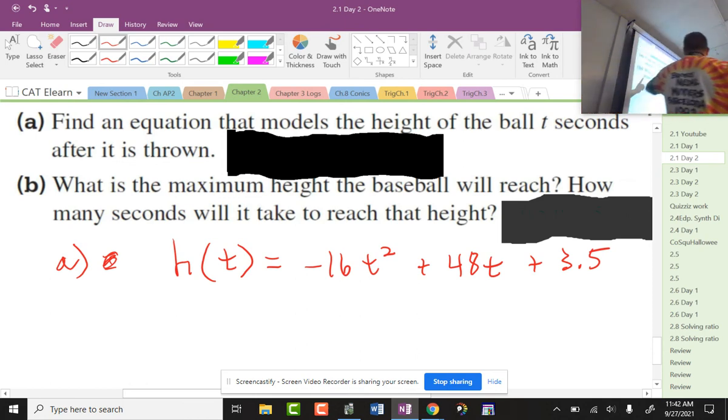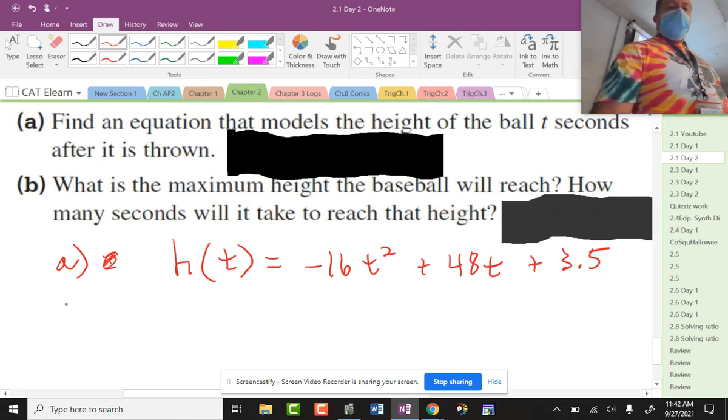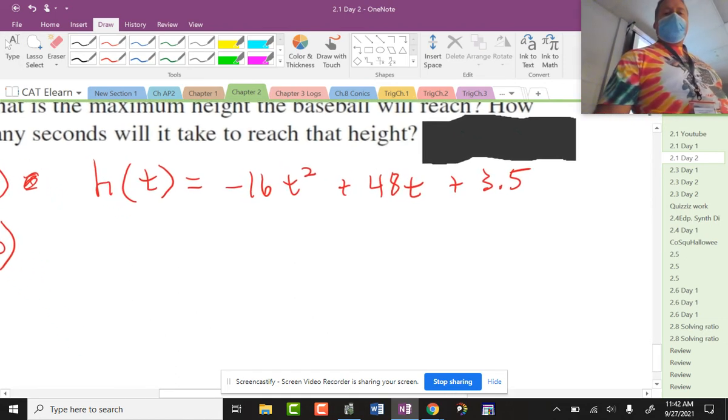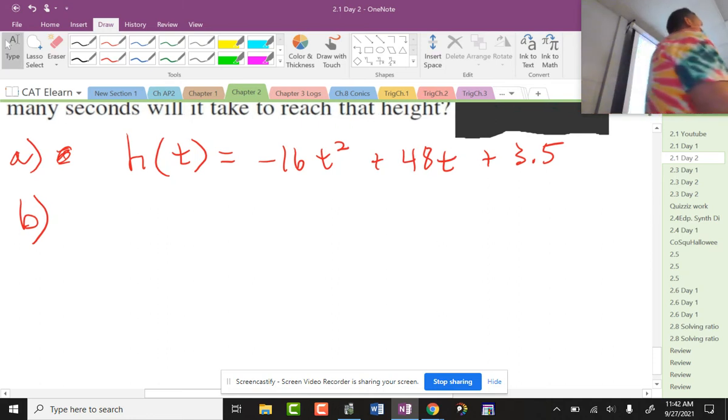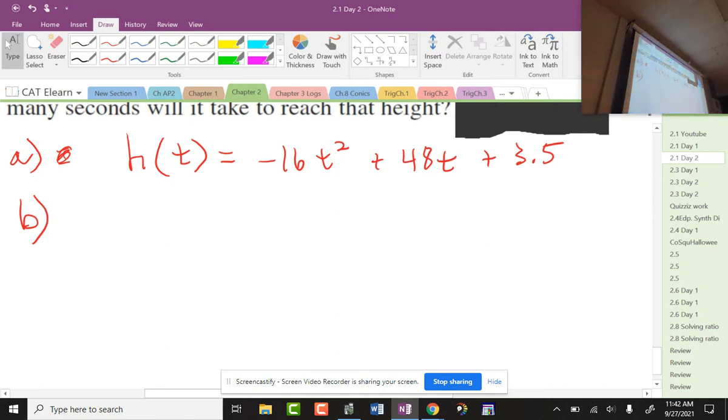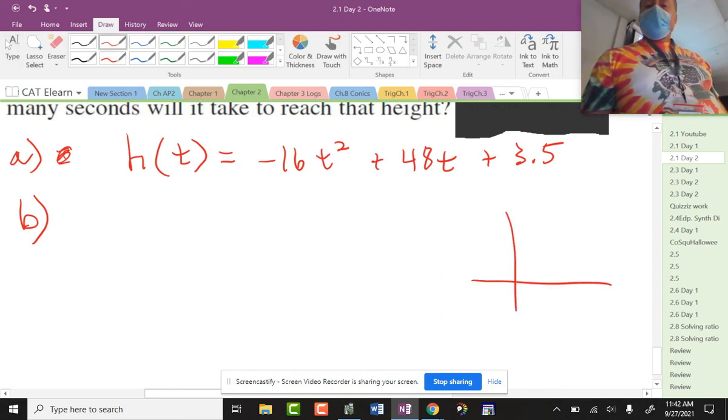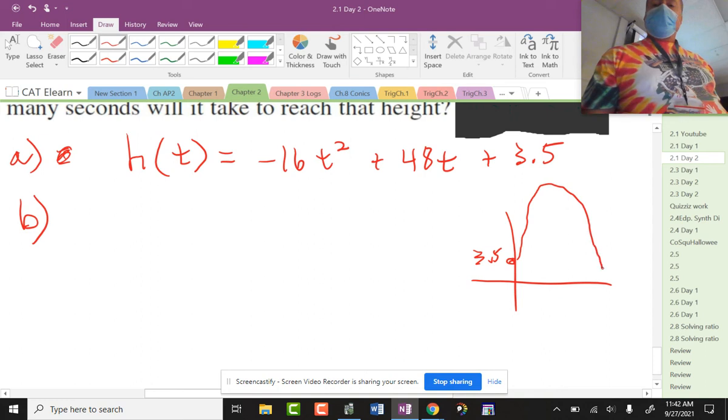What is the maximum height of the basketball or baseball that it'll reach, and when will it reach that height? Well, quite simply, first of all, which way does this parabola go, up or down? 3, 2, 1, go. Down. So if we were graphing this over time, your ball would start at 3.5, and then over 1 second, 2 seconds, 3, this is the height, and it's going to look like this.